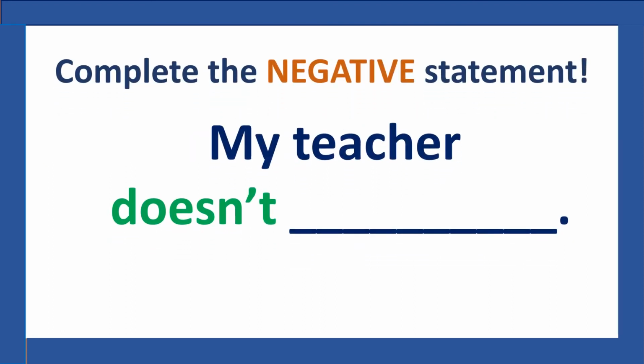Complete the negative statement. My teacher doesn't. Do we have verb to be or helping verb? That's right, helping verb. And what do we need with helping verb? We need a verb. My teacher doesn't smoke. My teacher doesn't speak Russian. My teacher doesn't like winter. Smoke, speak, like, all of those are verbs.